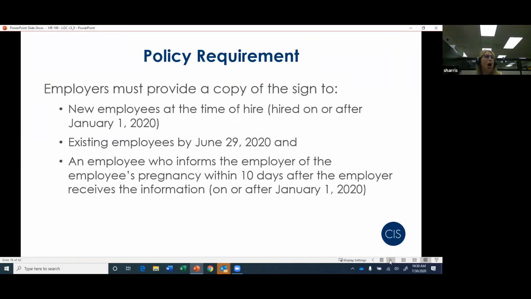Employers, you need to provide a copy of this policy to all new employees at the time of hire. Okay, and that's from January 1st, 2020. So if you hired anyone January 1st, 2020, that new employee should have gotten a copy of this policy. And make sure that all employees of your organization have received a copy by January 29th, 2020. So we're into July, so I'm assuming that all of you have given all of your employees, new hires and existing employees, a copy of this policy. When an employee informs the employer of their pregnancy, within 10 days, employer, you need to give them a copy of this policy again.